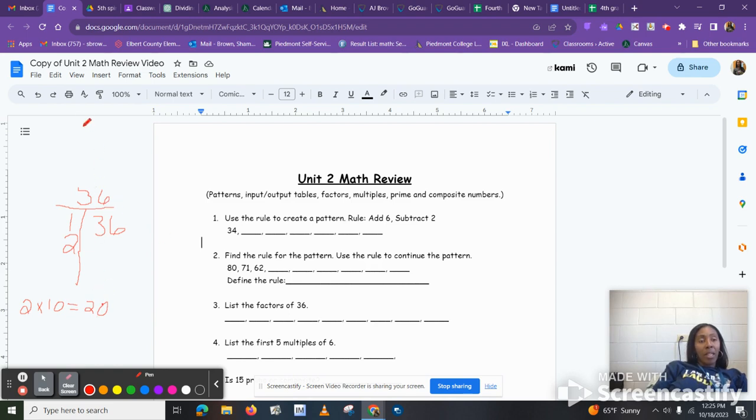If I do 36 minus 20, it tells me how close I am. So 36 minus 20 is going to give me, 6 minus 0 is 6. Sorry, it's hard to write with this pen. And 3 minus 2 is 1. So I'm 16 away from 20. So what times 2 can give me 16? Well, if you know your multiplication facts, then you know that 2 times 8 will give you 16.